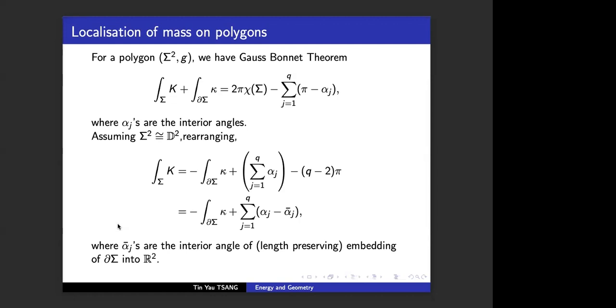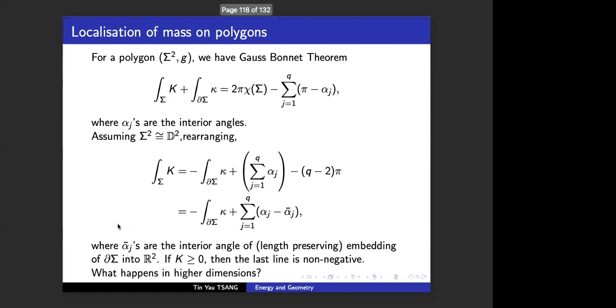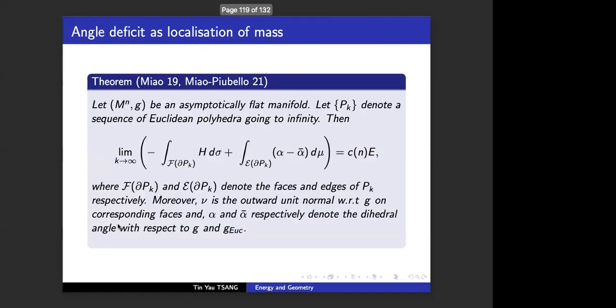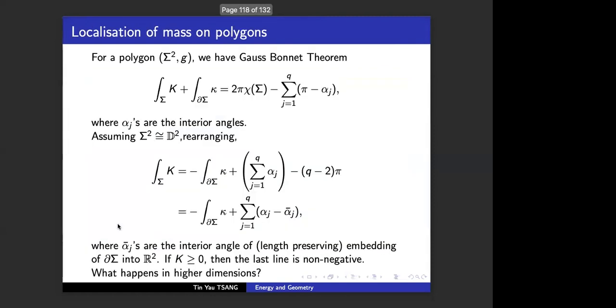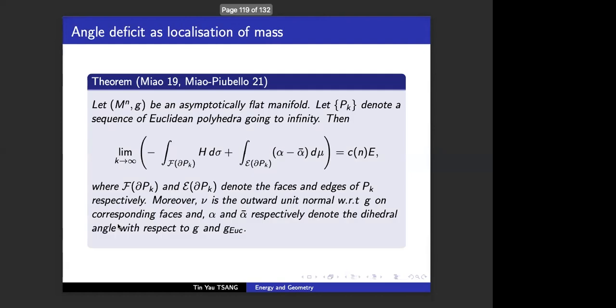Because Q minus 2 pi is just the sum over the Q-sided polygon, no matter what the polygon is. So we can tell, again, if the Gauss curvature is non-negative, then the last line is non-negative. And this time, what I want to say is the following. A result by Miao and Anna: you can tell, exactly the same way, with the Gauss curvature and geodesic curvature replaced by mean curvature, then we can have this one.